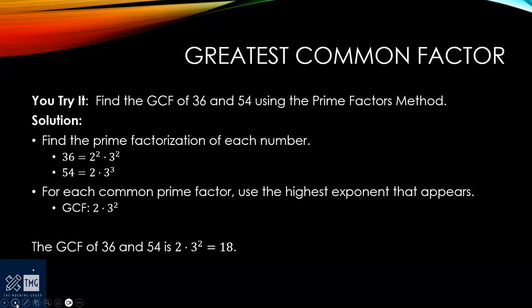So again, with these two numbers, having it written out a little more nicely here, 2 squared times 3 squared, 2 times 3 cubed. So when I look at my 2s, the smallest exponent is 2 to the 1st. Compare your 3s, the smallest exponent is 3 squared. And that's how we end up with 2 times 3 squared, which is in fact 18.